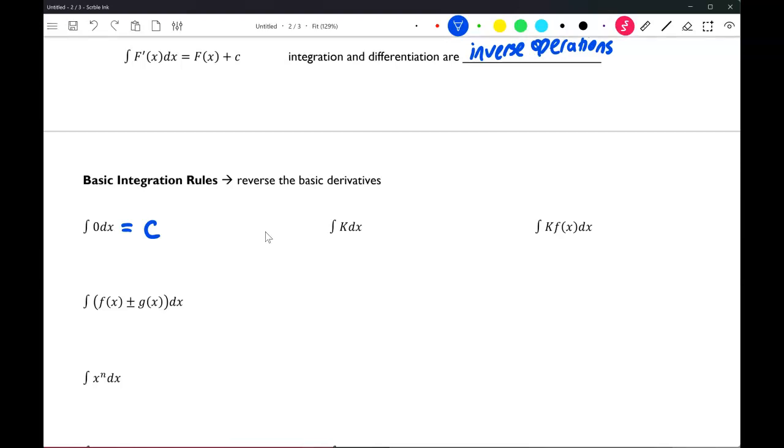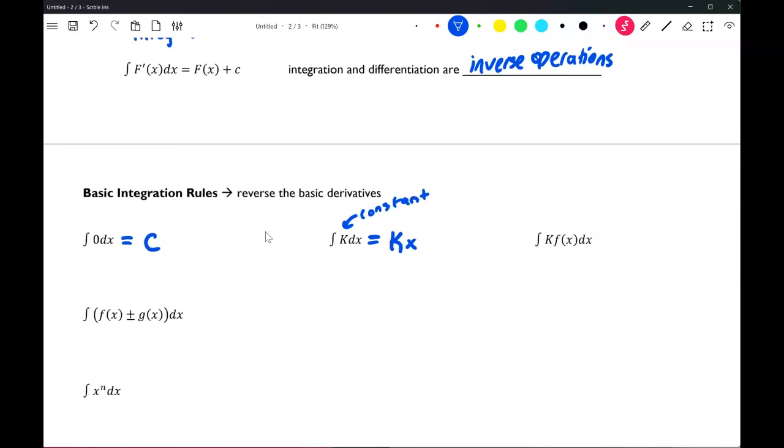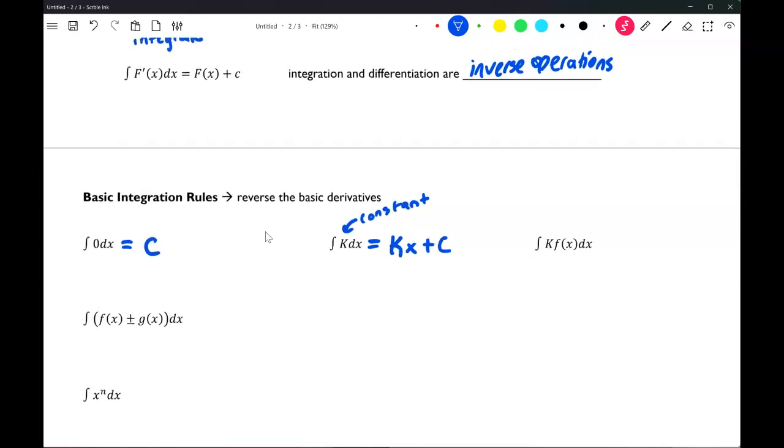Our integral of some constant k, so k is not a number, that is a constant right there. We have to think what has a derivative of just a constant number that isn't 0. Well, that is a linear thing. So our antiderivative is k times x, and then we can't forget our plus c, our constant of integration. You cannot forget your plus c when doing indefinite integrals.